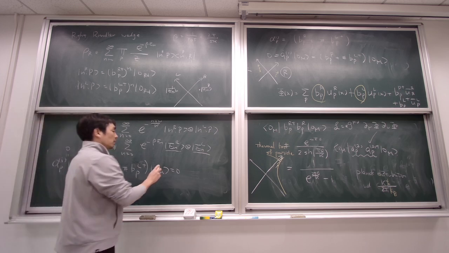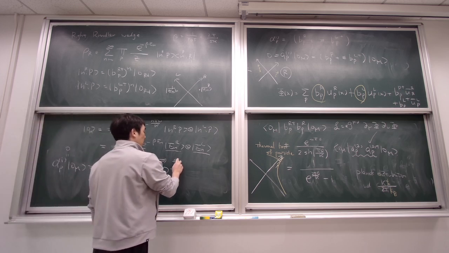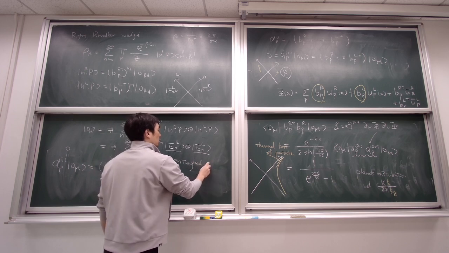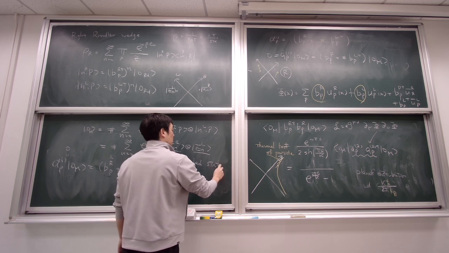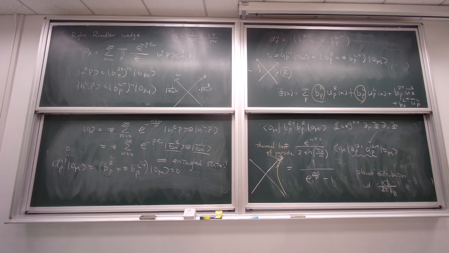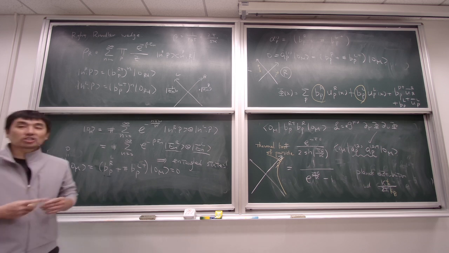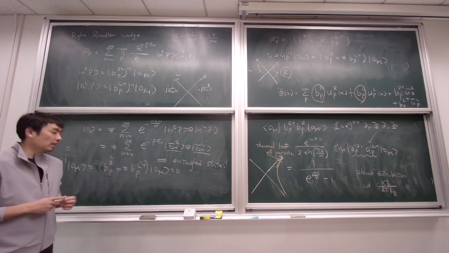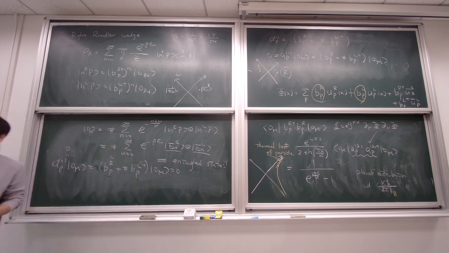So this means that the state is entangled. In the next lecture, I'm going to talk about how to measure how entangled they are. That is called von Neumann entropy and so on.